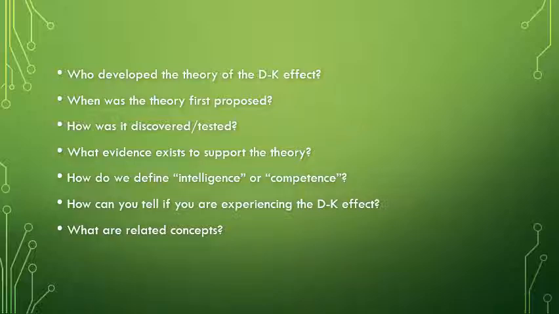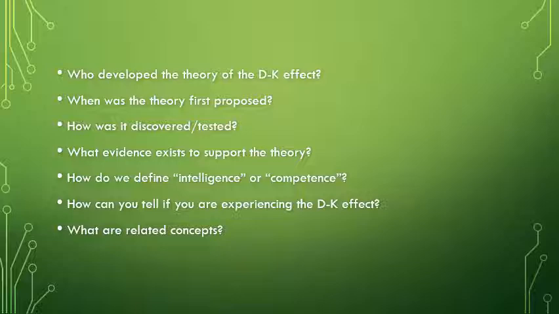So based on those categories, these are a few of the many questions that someone might ask if they wanted to research this topic. Who developed the theory of the Dunning-Kruger effect? That is, who's Dunning-Kruger? Is it one person, or is it a person named Dunning and a person named Kruger? And when I say who developed the theory, I don't just mean what are their names, but what other work have they done? What fields are they in? What other kinds of ideas have they proposed?